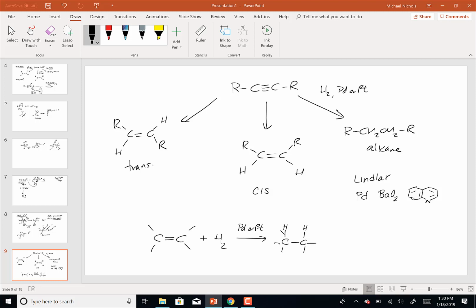When you add these things to the palladium metal, the barium oxide and the organic molecule here, it basically reduces the activity of the catalyst. It basically poisons the surface. So that now this Lindlar catalyst cannot react with the double bond and hydrogen. It's not active enough. So this is what's called the poisoned catalyst.